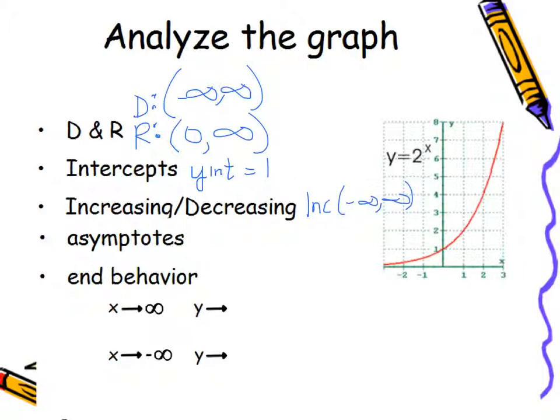Asymptotes, this is an important one. There is an asymptote. It's a horizontal asymptote right here at 0. So you should have y equals 0 for your horizontal asymptote. And then just looking at the graph, as x goes to infinity, y goes continually up, so it goes to infinity. As x goes to negative infinity, your y starts to level out at 0.